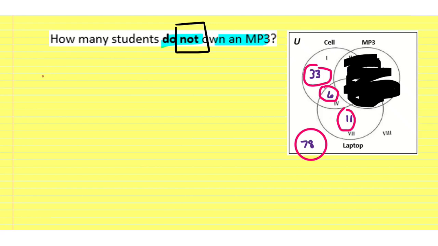So I'm going to add up all those numbers. 33 plus 6 plus 11 plus 78. And that is going to give me a total of 128 students out of the 200 that do not own an MP3 player.